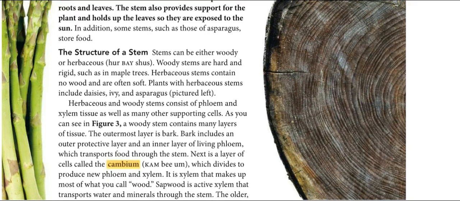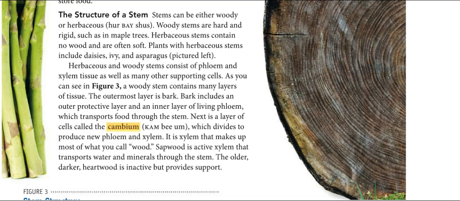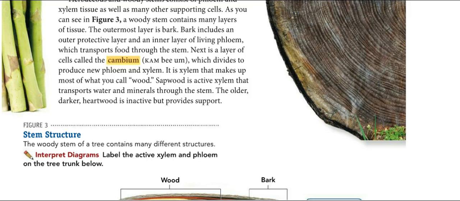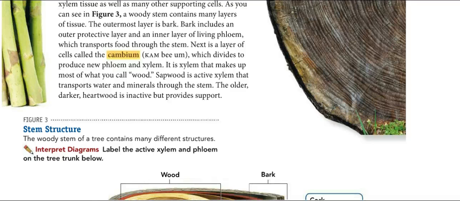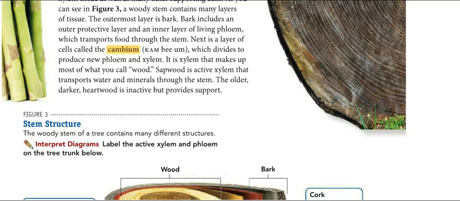Herbaceous and woody stems consist of phloem and xylem tissue, just like we talked about with the root, as well as other supporting cells. As you can see in figure 3 below, a woody stem contains many layers of tissue. The outermost layer is bark. Bark includes an outer protective layer and an inner layer of living phloem, which transports food to the stem. Next is a layer of cells called cambium, which divides to produce new phloem and xylem. It is xylem that makes up most of what you call wood. Sapwood is active xylem that transports water and minerals to the stem. The older, darker heartwood is inactive but provides support.